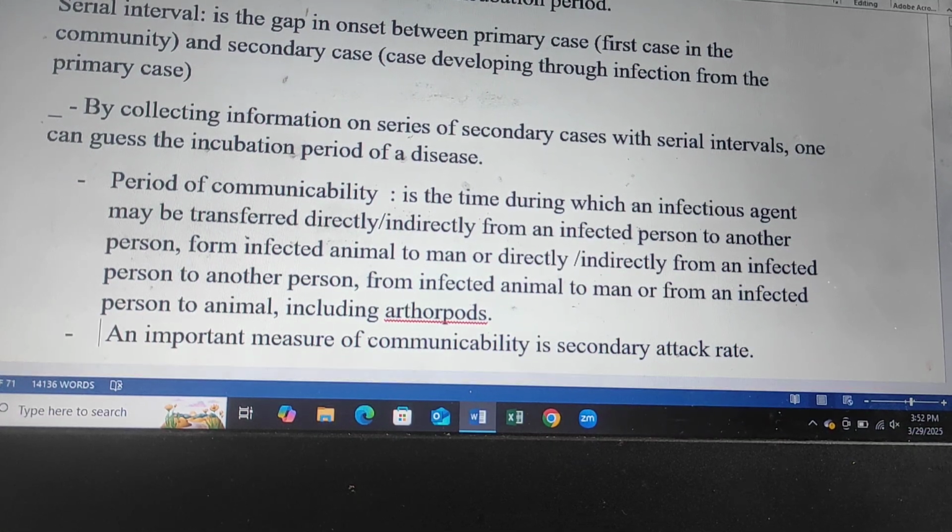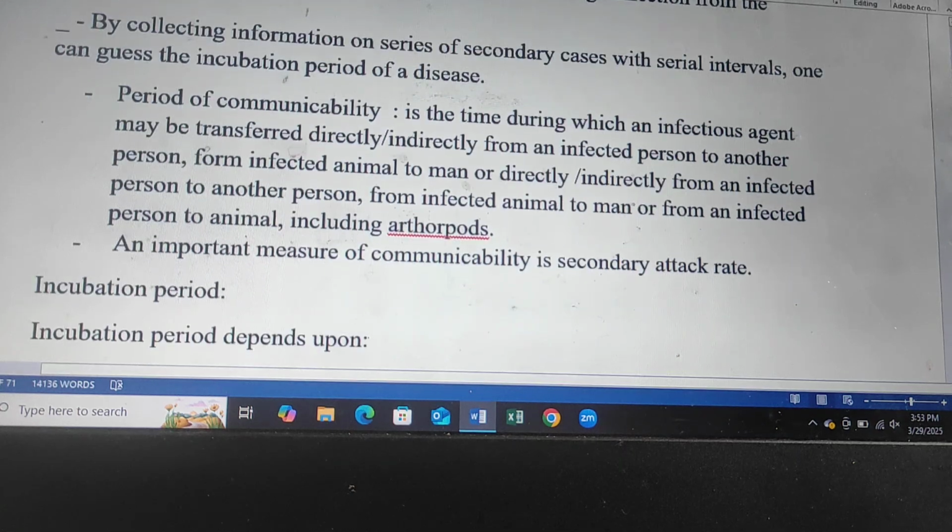Period of communicability is the time during which an infectious agent may be transferred directly or indirectly from an infected person to another person, from an infected animal to man, or from an infected person to an animal, including arthropods. An important measure of communicability is the secondary attack rate.